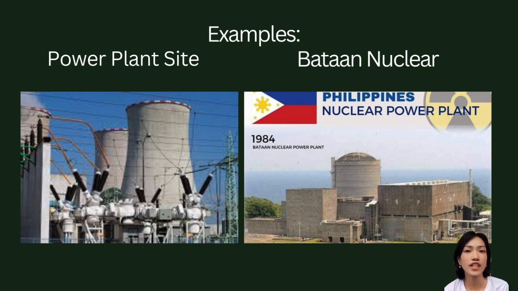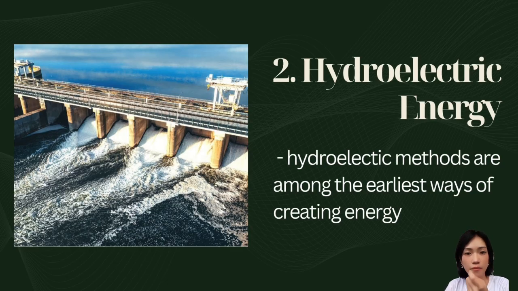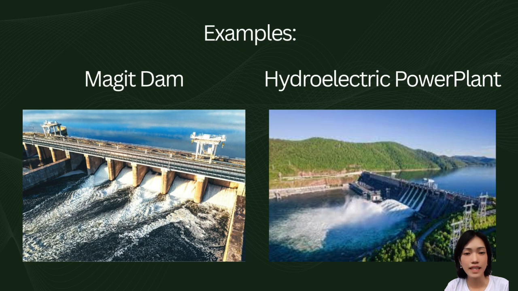Next, we have hydroelectric energy. Hydroelectric methods are among the earliest ways of creating energy. Hydro is very clean, but sometimes it can affect ecosystems. Fish and plants can be displaced if the dam is too big. Here are some examples of hydroelectric energy. The Magat Dam.